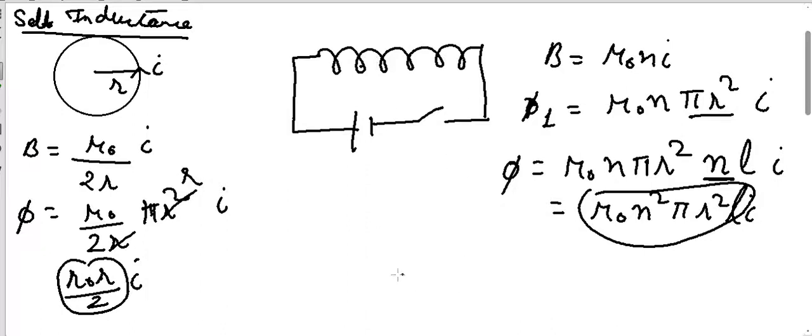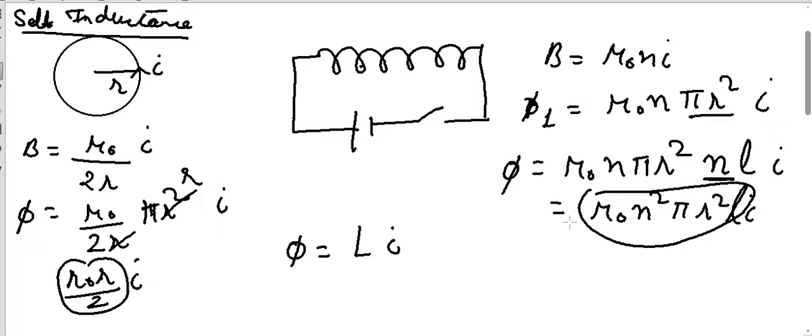So in general I can write phi is equal to L I. L is called the inductance of this coil, and it depends on the geometry. L for a circular loop will be mu naught r by 2. You can be asked for a derivation: derive the formula for L of a long solenoid. So this is the derivation of L for a long solenoid.